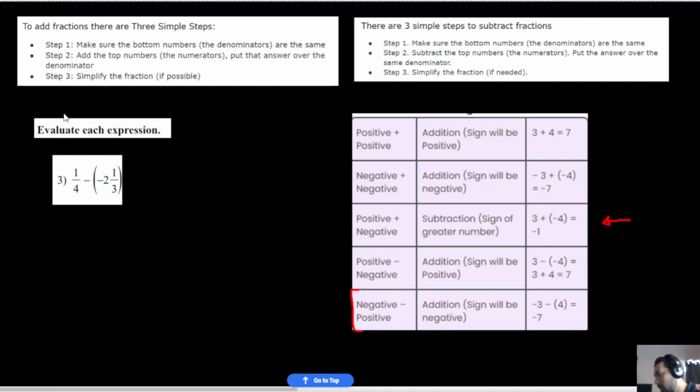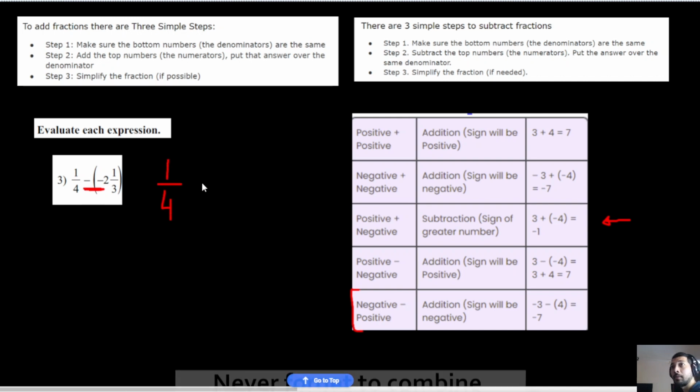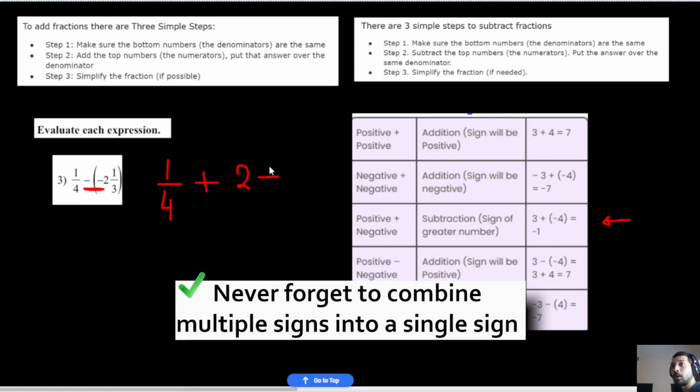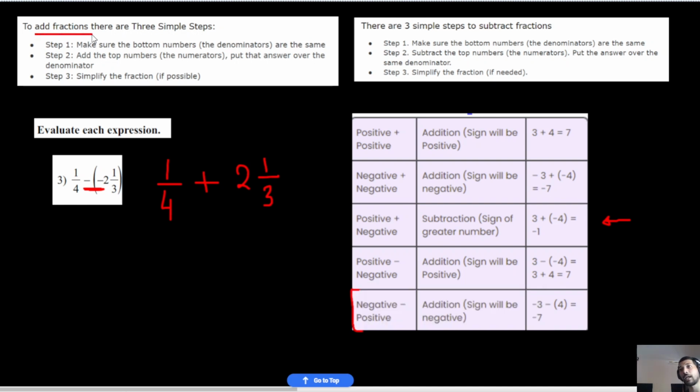Now let's look at this third problem over here. Here we have 1 over 4 minus negative 2 whole 1 over 3. Again, we can see that we have a subtraction over here. Now this subtraction sign and this negative sign can be combined together to make it positive. So you can write this as 1/4 plus 2 whole 1 over 3. Now we can see that this has turned into an addition. So we are doing addition of the fractions.